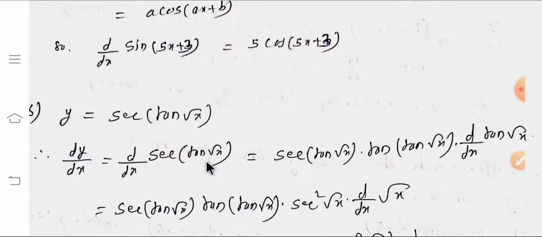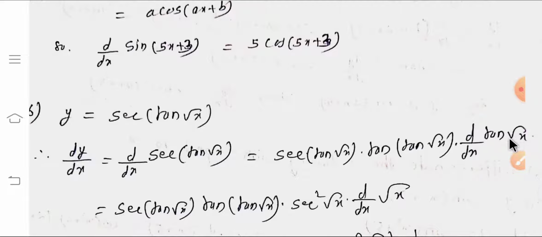So what is the derivative of sec √x? We know that the derivative of sec x is sec x tan x. So we write sec √x tan √x, using the standard formula. This is again a function of a function, so we need the derivative of tan √x, that is d/dx of tan √x.